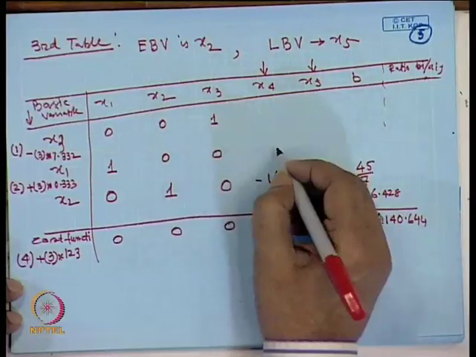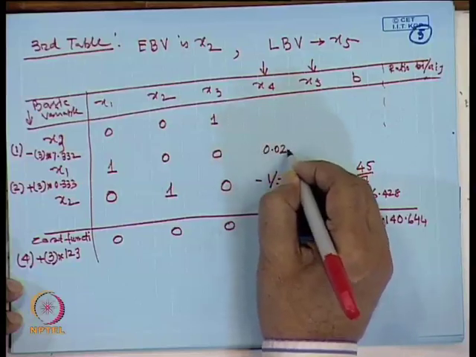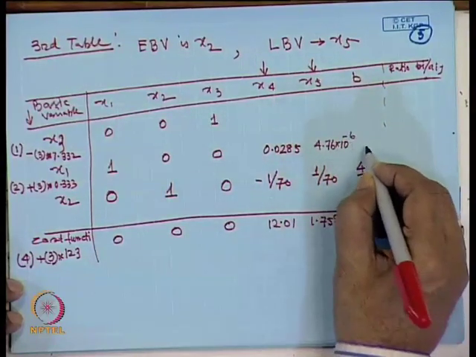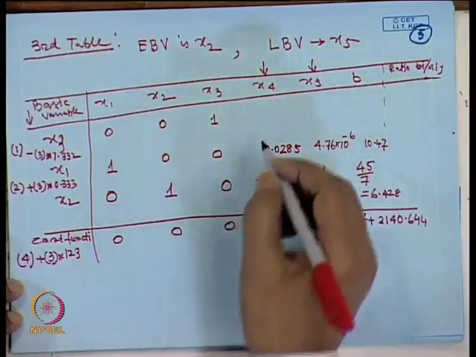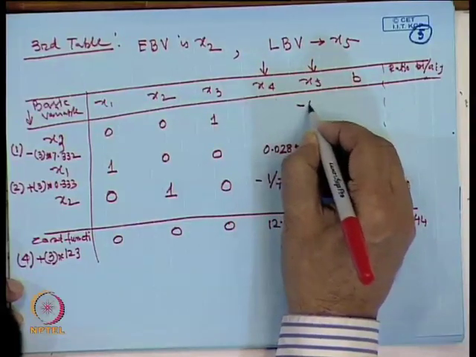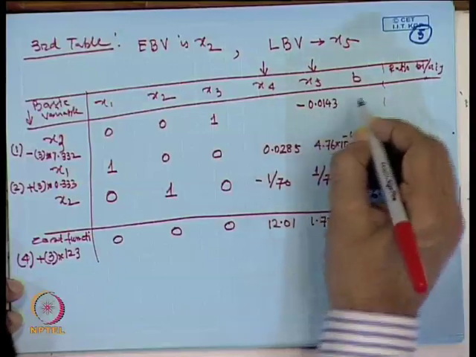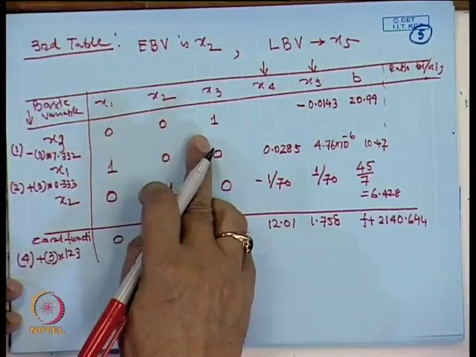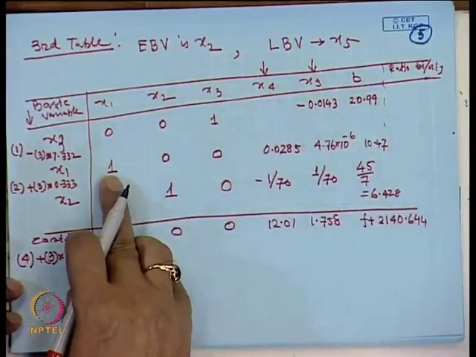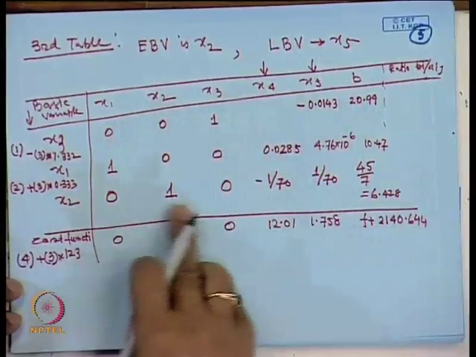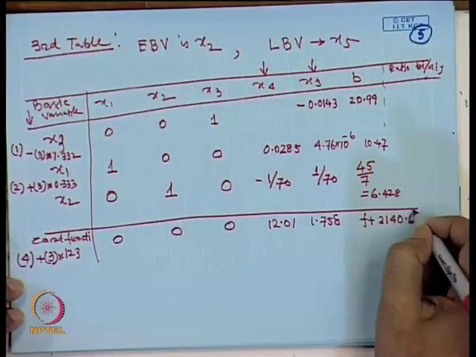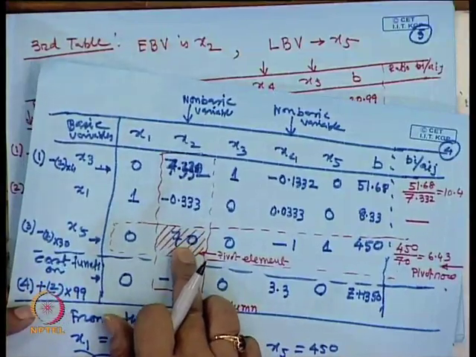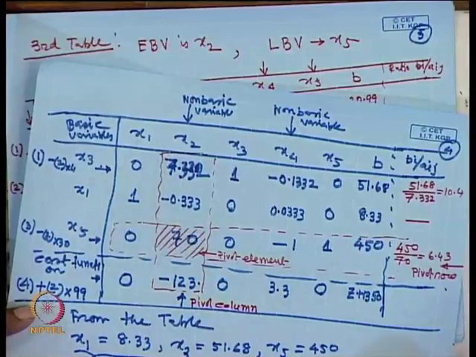That value will come 0, then this will become 0.0285, this will come 4.76 10 to the power 6 and 10.47, agree? And this will come minus 0.143 and 20.99, agree? Now, immediately you can see x 3 value is 20.98, x 1 value is 10.47, x 2 value is 6.42. Agree? 6.42. And see this value, 1 by 70 into this will be 0.